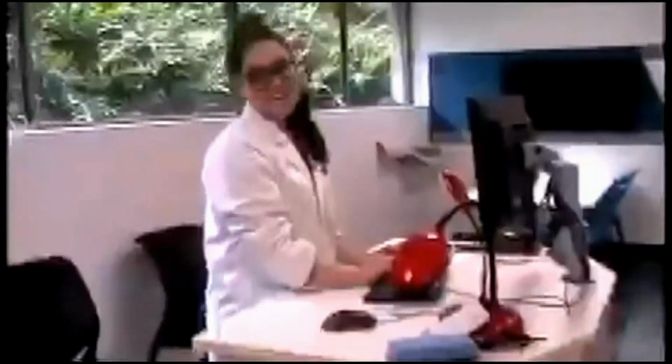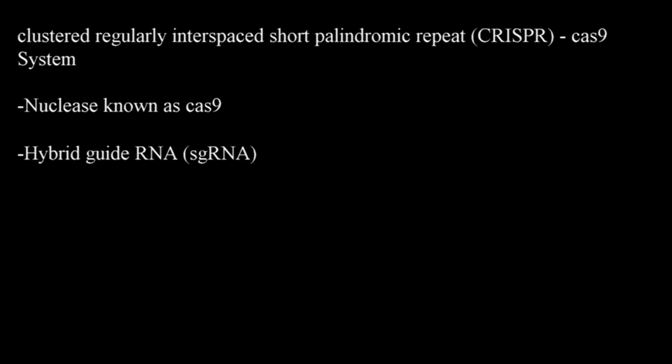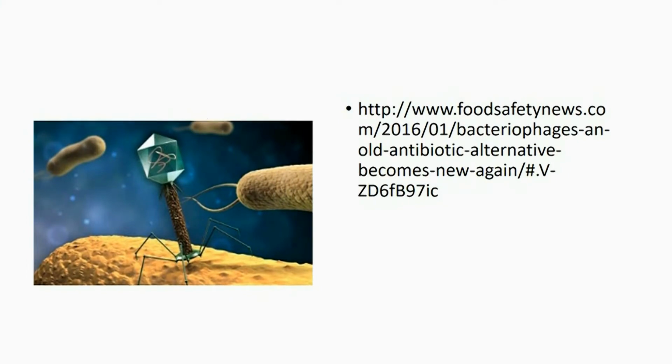Did someone say CRISPR-Cas9? The clustered regularly interspaced short palindromic repeat, CRISPR, Cas9 system, consists of a nuclease known as Cas9 and a hybrid guide RNA, sgRNA. Originally identified in bacteria, type 2 CRISPR-Cas systems act as part of their adaptive immune response. Using a Cas9 nuclease protein, invading virus and plasmid DNA can be cleaved and rendered non-functional.